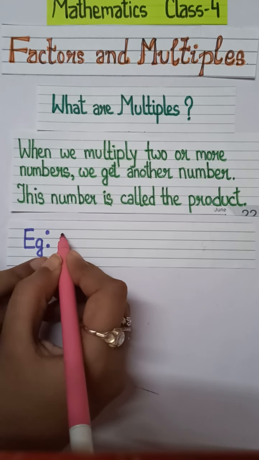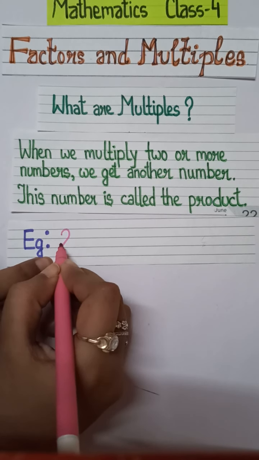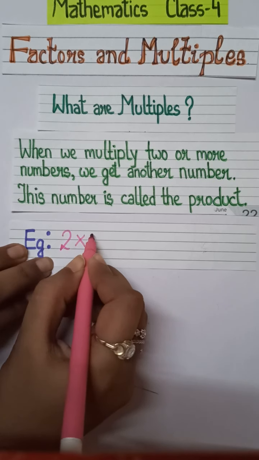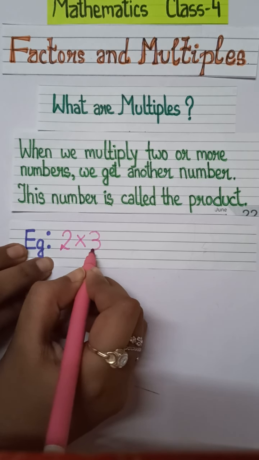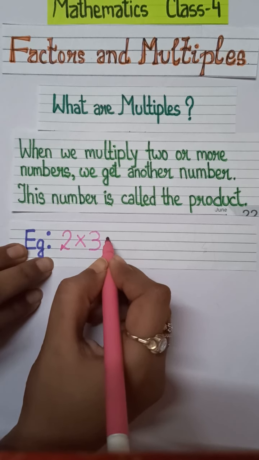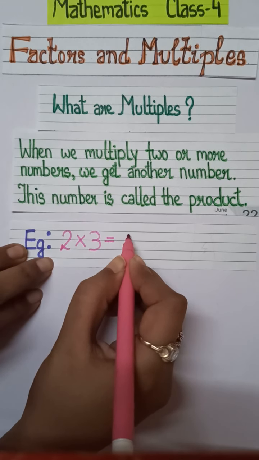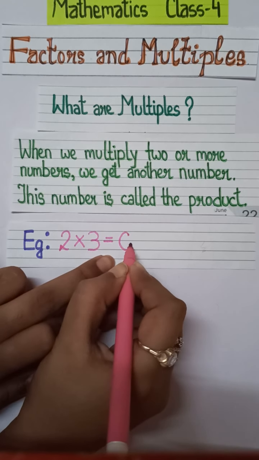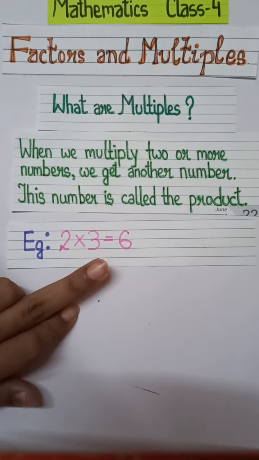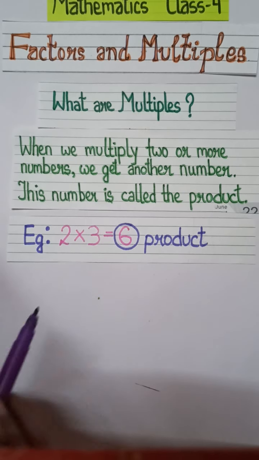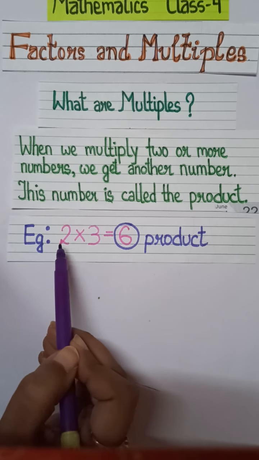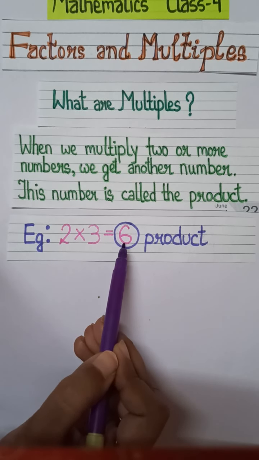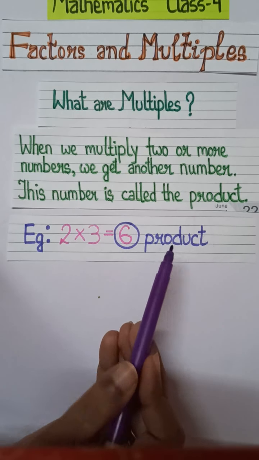Example, take 2 multiplied by 3. So 2 multiplied by 3, we get the answer 6. As we multiply two numbers, 2 into 3, we get the answer 6. So here 6 is the product.